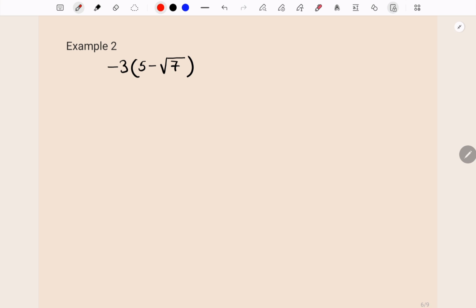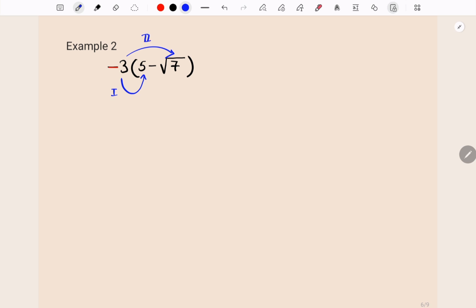Now moving on to the next question. Here notice the negative sign that is present outside the bracket. That is very important. Now here minus 3 is multiplying every term inside the bracket. So we need to multiply negative 3 with 5. That would be the first multiplication. And then we need to multiply negative 3 with negative root 7. That would be the second multiplication, right?